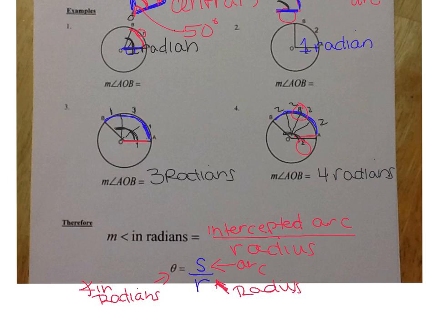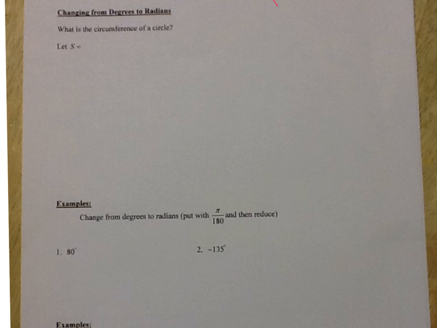Okay, so let's take a look at how to change from degrees to radians. So flip it over on the back. All right, so changing from degrees to radians. The first thing you need to know is what is the circumference of a circle. Hopefully you remember the circumference formula is C equals 2 pi r. Now remember, circumference of a circle is the distance going around the circle. It's the length of the edge of the circle.